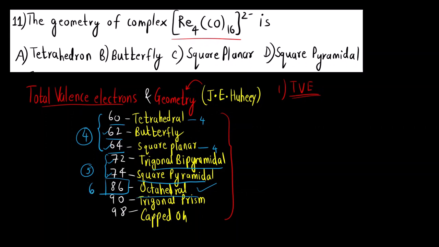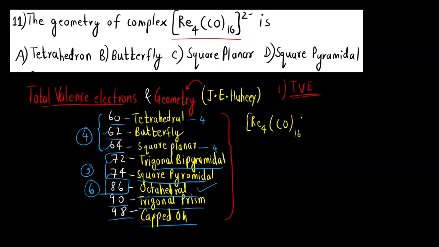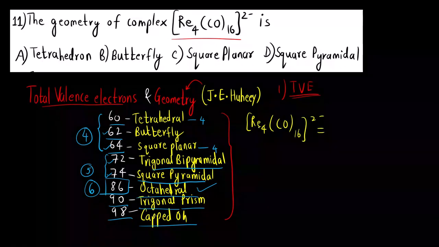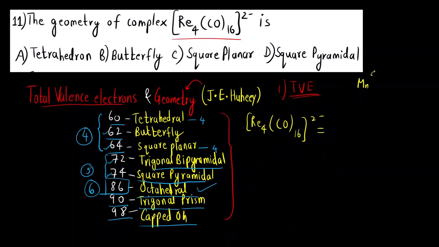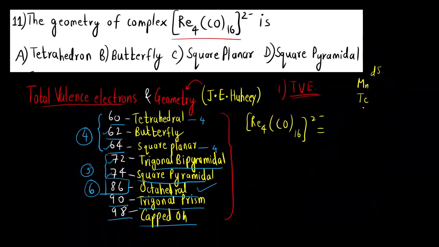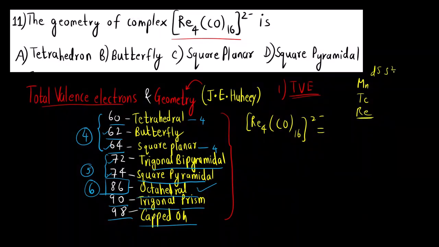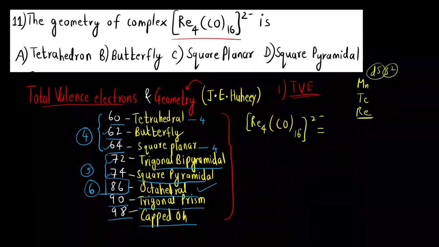Okay, 86 is 6 coordination number. Then we have trigonal prism 90. If it is 98, then it is capped octahedral. So here first we have to count the total valence electron. Re4(CO)16 2-. Re belongs to the d5 group: manganese, technetium and rhenium. So d5s2. So 5 plus 2, 7 electrons.